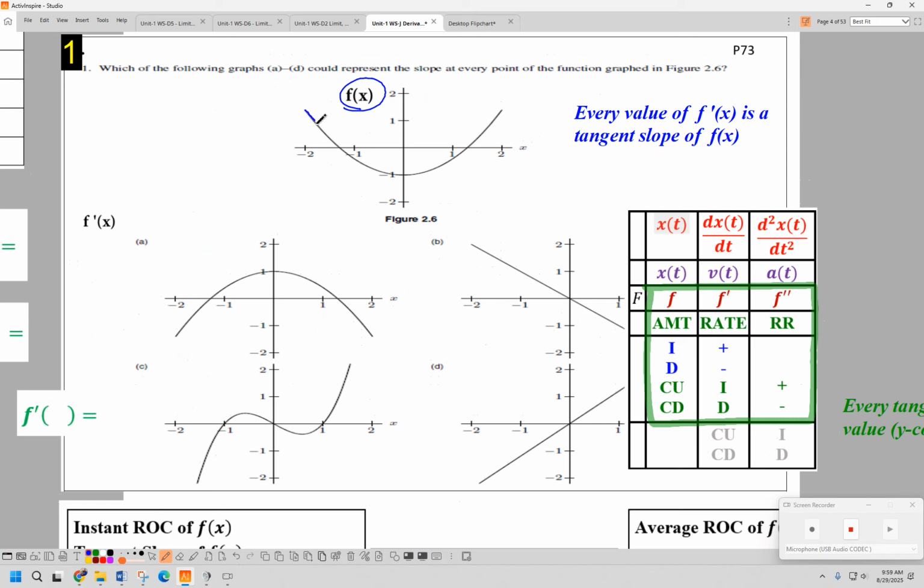Are the values of F increasing or decreasing? Say it. Decreasing. Are the values of F increasing or decreasing? Decreasing. So the values of F are decreasing. It's okay. The values of F are going down because the values of F are the y coordinates. So all along there, the values of F are decreasing.